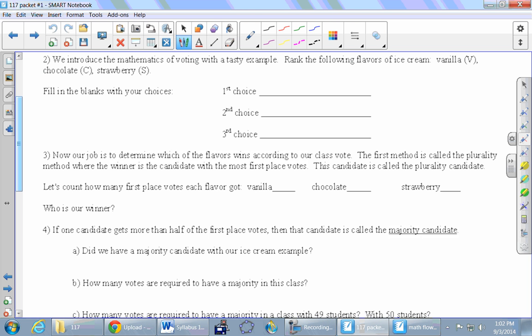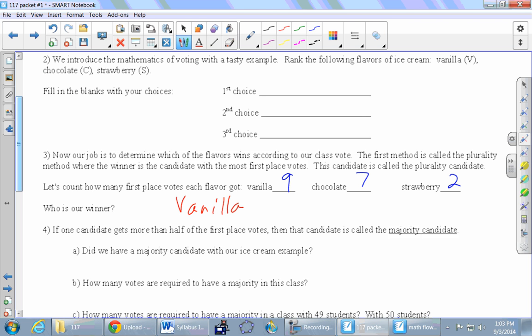So raise your hand if vanilla was your top choice. 1, 2, 3, 4, 5, 6, 7, 8. I'll count myself as 9. Vanilla got 9 first place votes. Raise your hand if chocolate was your top choice. 1, 2, 3, 4, 5, 6, 7. Raise your hand if strawberry was your top choice. 1, 2. Okay, so who's our winner according to this thing called the plurality method? Vanilla. The most number of first place votes is vanilla. And that's it. Let's move on to number four.